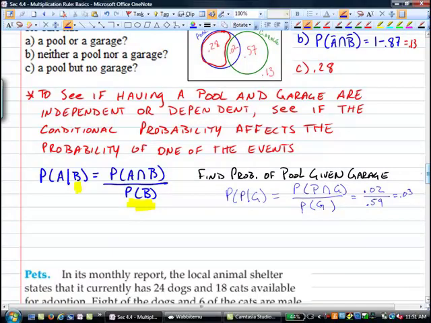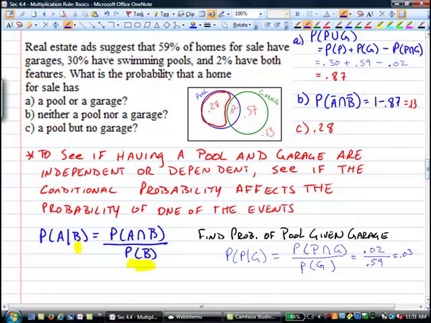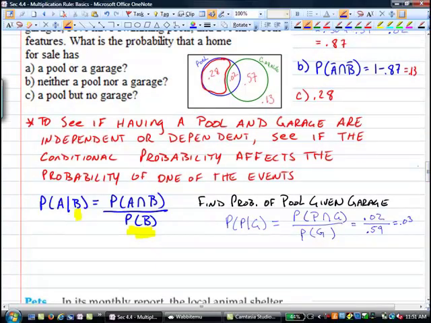So apparently it's an either-or situation in this subdivision. There's not too many houses that have both a pool and a garage. So these two things are dependent. Since the probability of having a pool is not the same as the probability of having a pool and a garage, having a pool and a garage are dependent events.